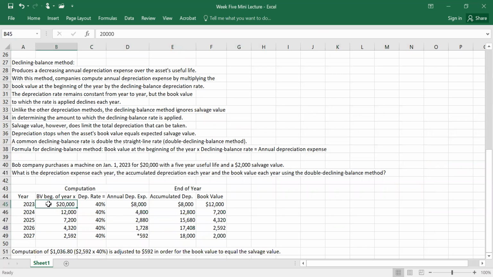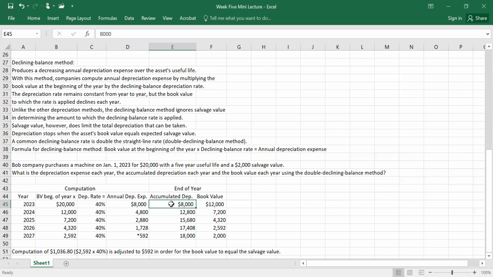So if you look at this, we have the computation and the end of year. Remember, for this we are going to use the book value at the beginning of the year. So we're not going to subtract the salvage value as we did in the straight line method. For the first year, book value at the beginning of the year is 20,000. We just figured out our depreciation rate is 40%. 40% times 20,000 is 8,000.